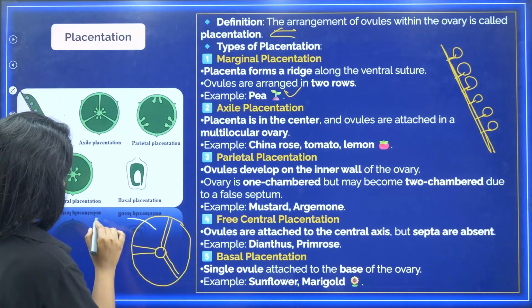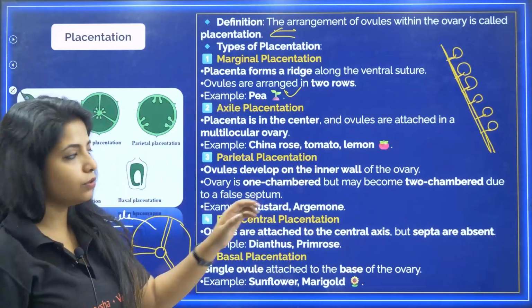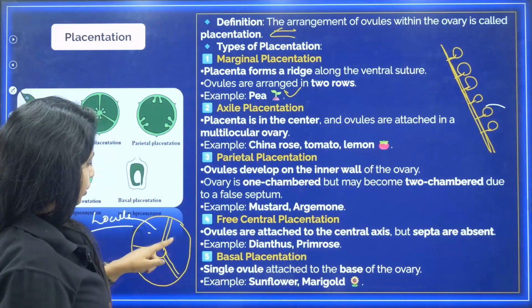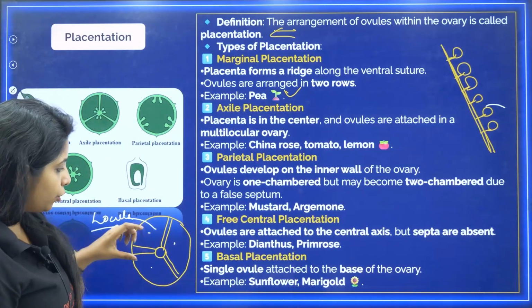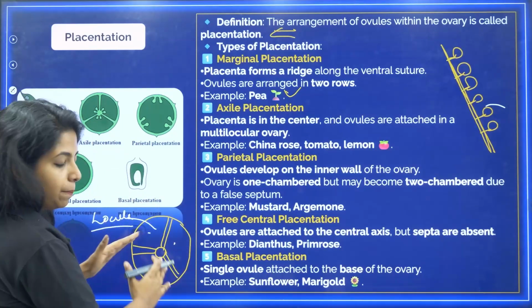I will call each part as what? The locule. This is also a locule. The whole part that you see over here, this is a locule, my dear children. Here it is a free locule, but here you see 1, 2, 3. It is divided into 3 parts. Now, my dear children, I told you that this is the ovary. You have an axis in the middle, and then the septum is there.